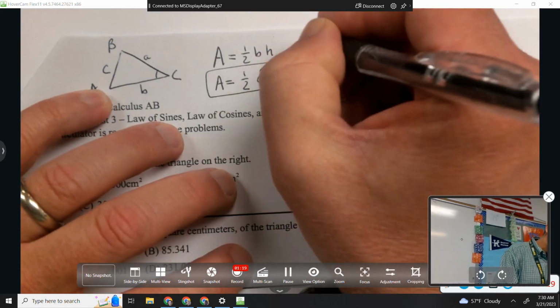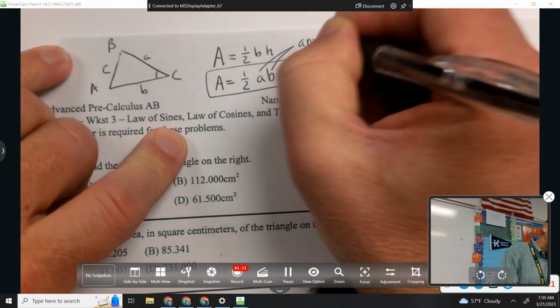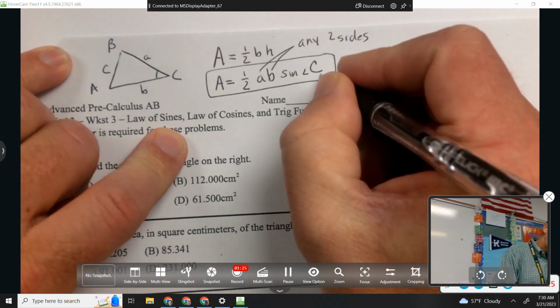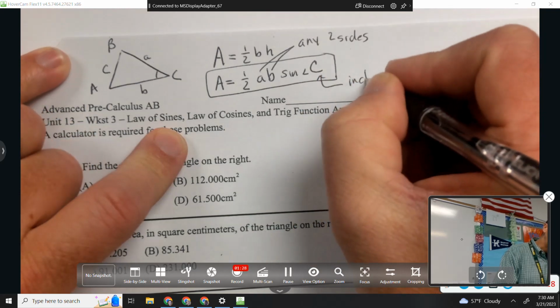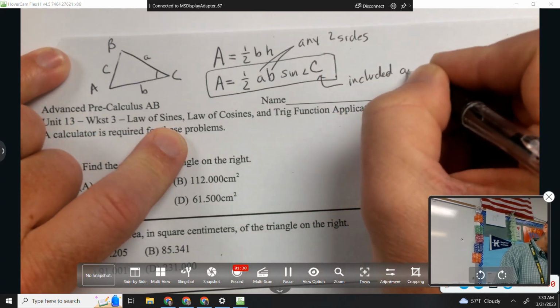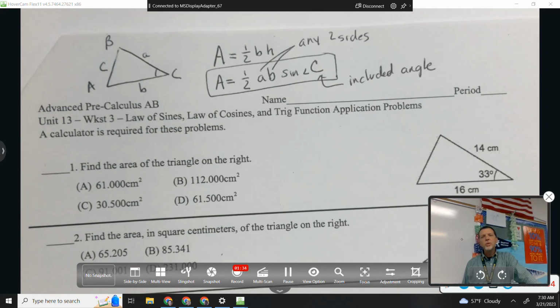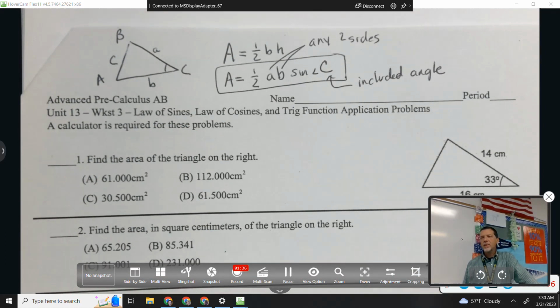A and B, it doesn't have to be A and B, it's really any two sides. And angle C is the included angle. Included angle just means the angle between the two sides that you have.